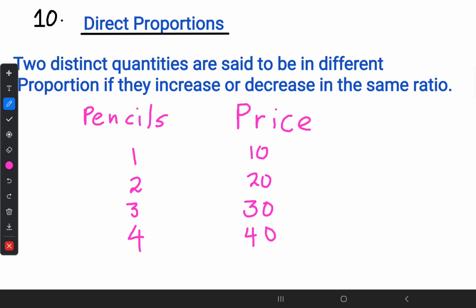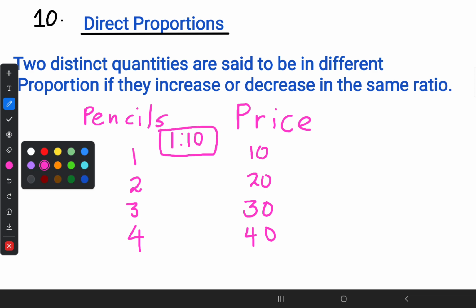Two distinct quantities are said to be in direct proportion if they increase or decrease in the same ratio. So when you find the simplest ratio between pencils and prices, it is 1 is to 10. This is the simplest ratio between the number of pencils and the amount we need to pay as price.